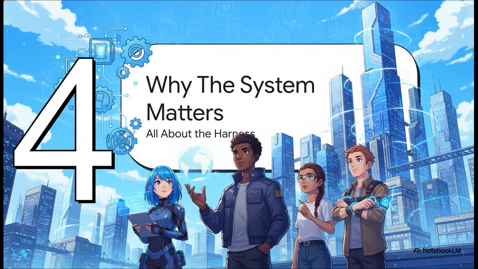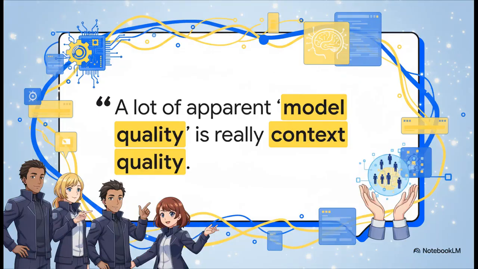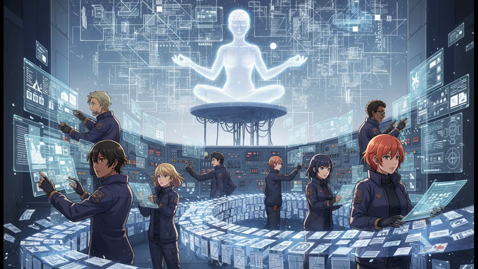Okay, so we've looked at all the nuts and bolts. Let's zoom back out now and really hammer home why this entire system, this whole approach, matters so much. And this quote from Sebastian Raschke in the source material just says it all perfectly. A lot of apparent model quality is really context quality. The magic isn't just about having the biggest, most powerful engine. It's really about the finely tuned vehicle you build around that engine.